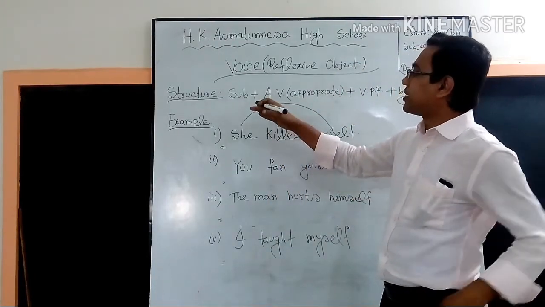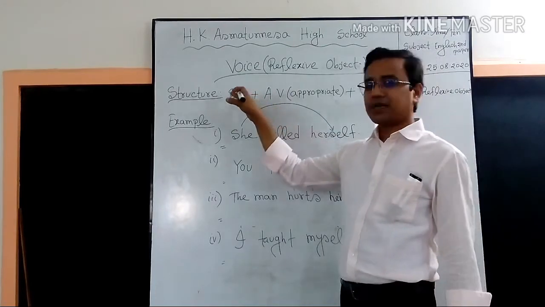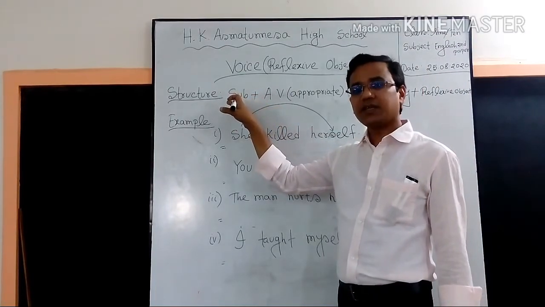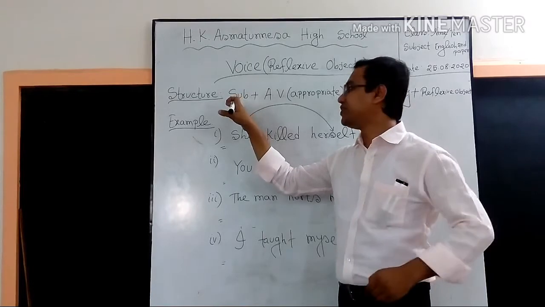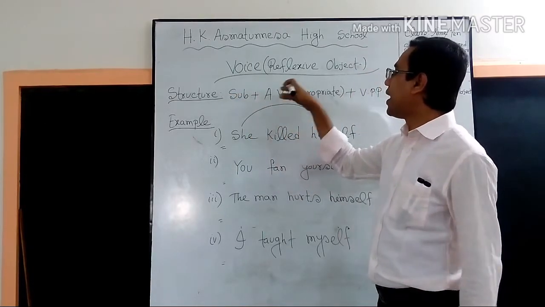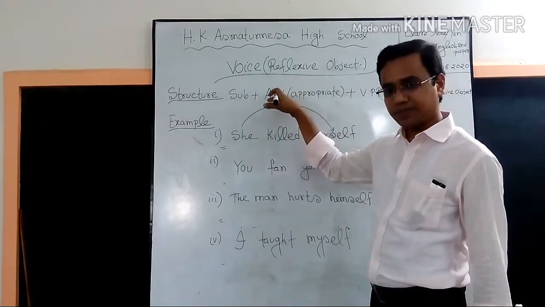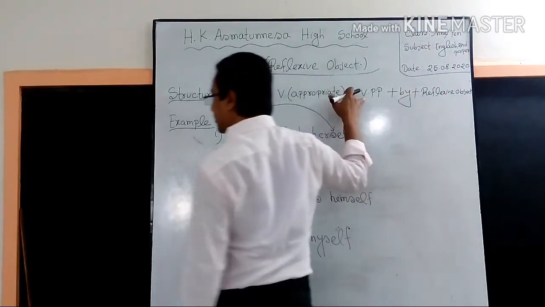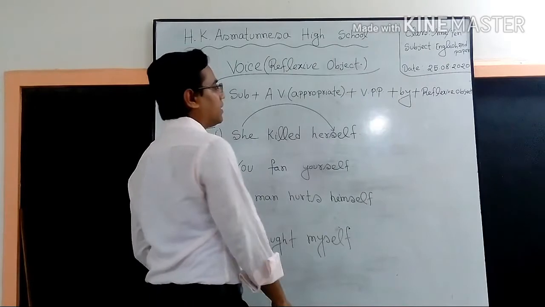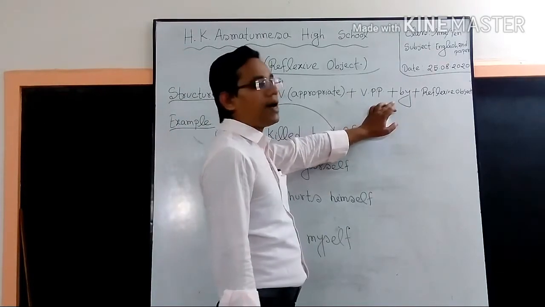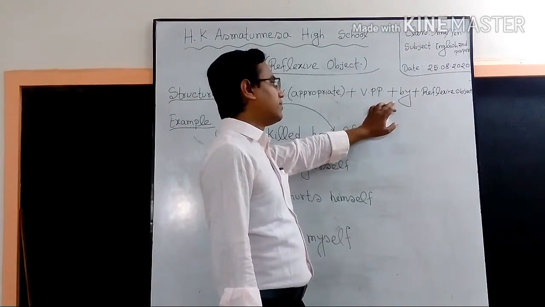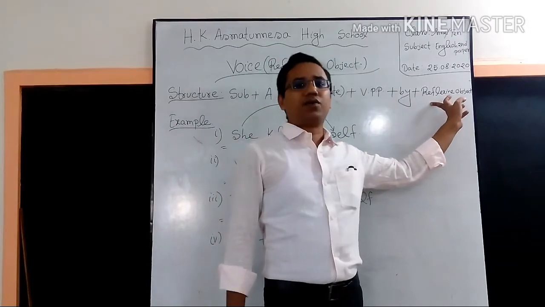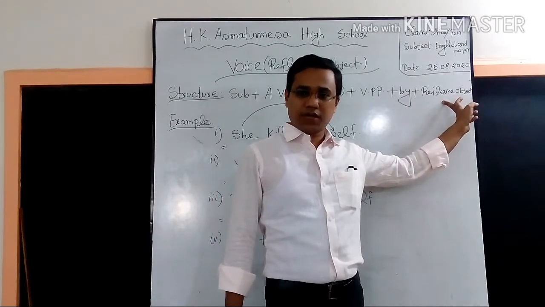However, the structure is, first of all, we have to write the subject. That means the subject will be unchanged. Then we will write the appropriate auxiliary verb. Then V3, that means the past participle form of the main verb. Then we'll write by, and then we'll write the reflexive object. Okay?